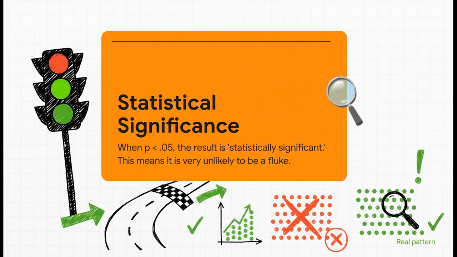When your p-value dips below that magic 0.05 threshold, that's when you can declare your result statistically significant. That's the green light. It's your permission slip to say, hey, the difference we saw is so unlikely to be a fluke that we can confidently reject that skeptical null hypothesis and accept our alternative idea.